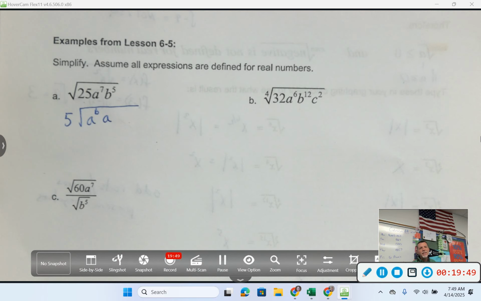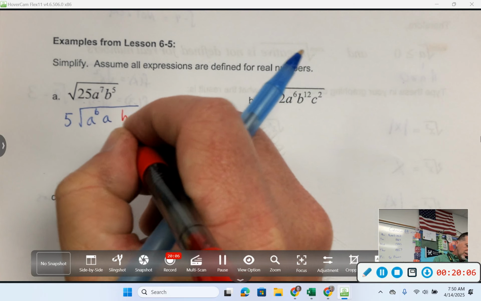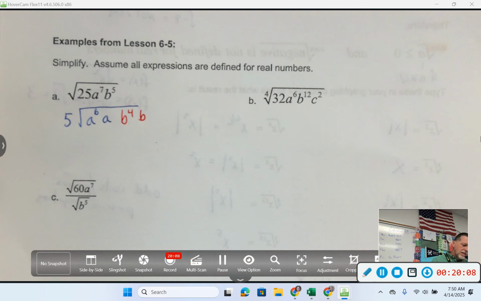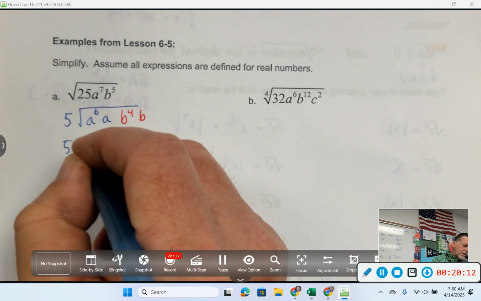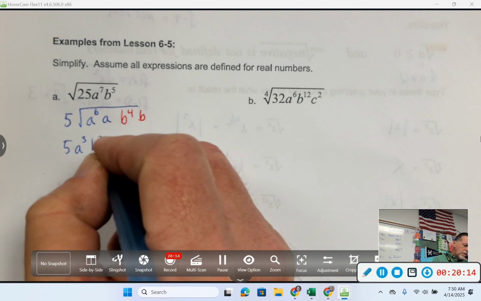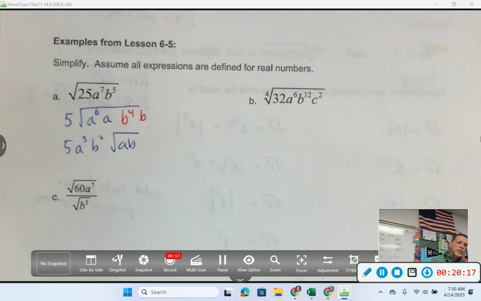I'm going to split it up like that. 6. Why would I do that? Make it easier. How does it make it easier? You're right. Yeah, a to the 6th has a square root. What do you think about splitting up b to the 5th? 4. So let's see. So that would be a cubed and b squared, and then square root of ab on the inside.